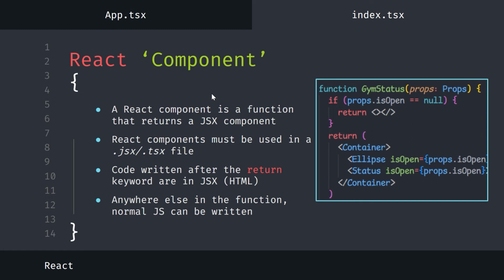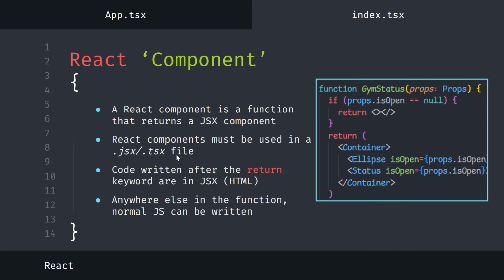React builds upon components. A component is basically a function that returns a JSX component. For example, a function can be called a button. This button function will return the HTML code for a button alongside the JavaScript code and CSS that comes with it. A React component must be used within a .jsx or .tsx file.